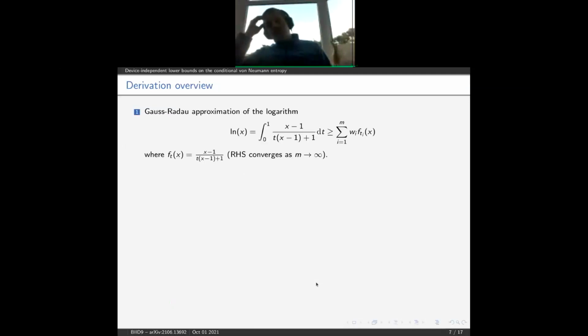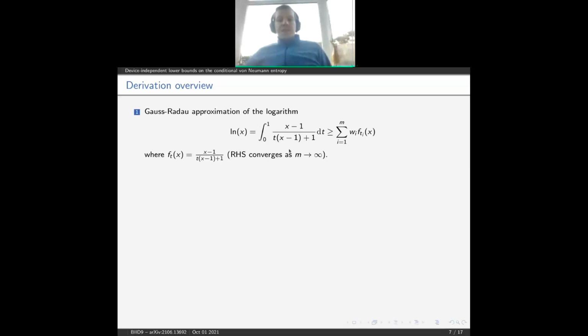Okay, so I'd like to give an overview of how you derive such a thing, but just at a very high level, and I refer you to the paper for more details. Basically, we want to define a sequence of upper bounds, and where this sequence comes from is a sequence of approximations of the logarithm function. So if you write the logarithm as an integral, you can write log of x as the integral of this integrand over t from 0 to 1.